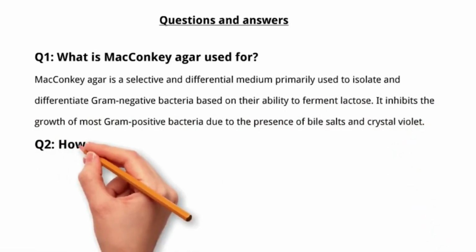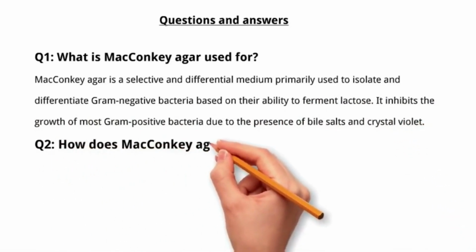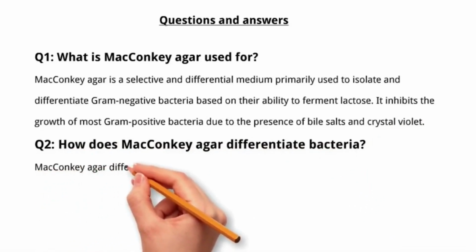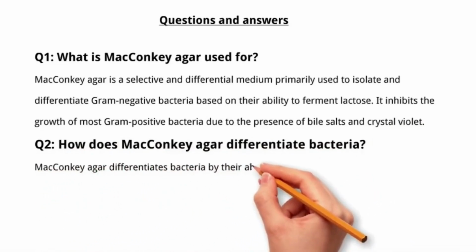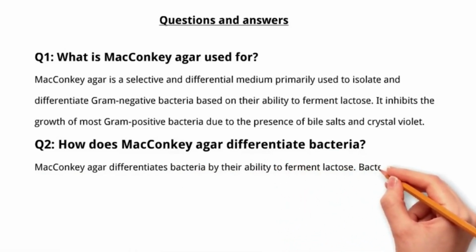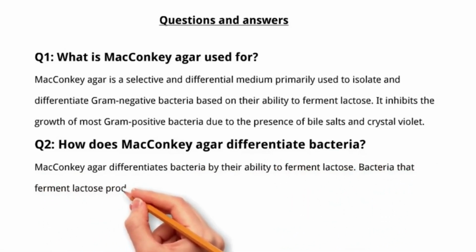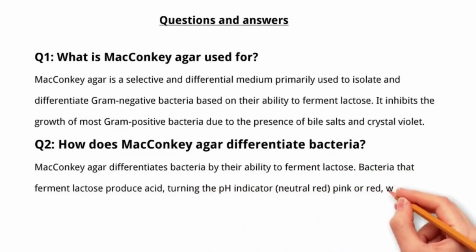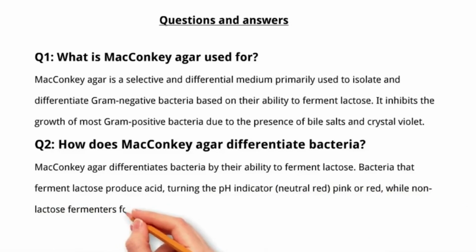Question 2. How does MacConkey agar differentiate bacteria? MacConkey agar differentiates bacteria by their ability to ferment lactose. Bacteria that ferment lactose produce acid, turning the pH indicator neutral red, pink or red, while non-lactose fermenters form colorless or pale colonies.